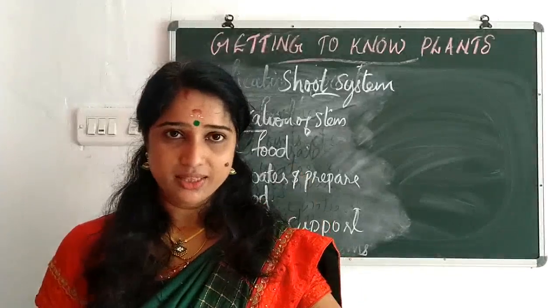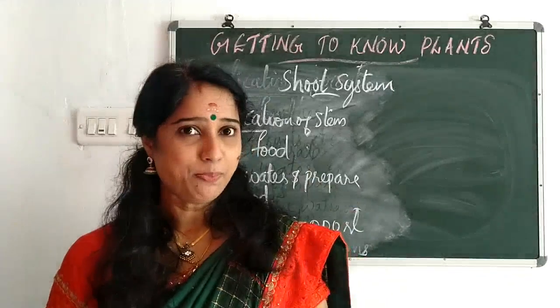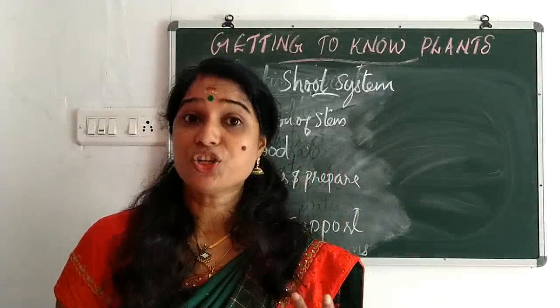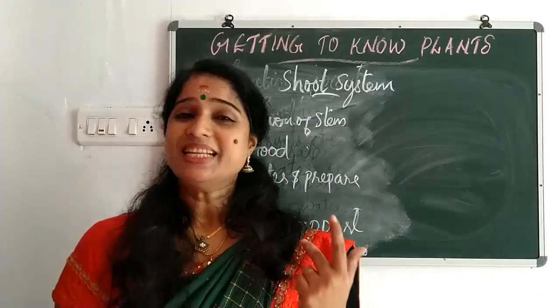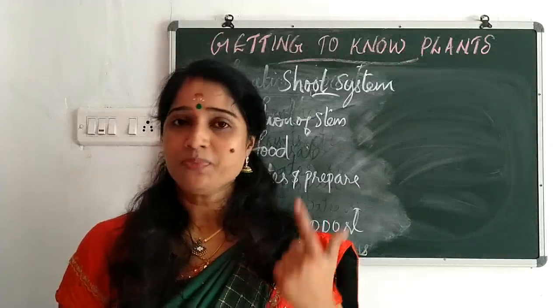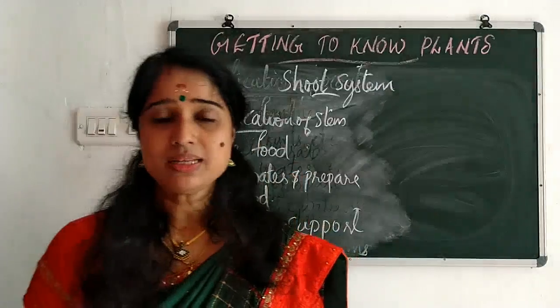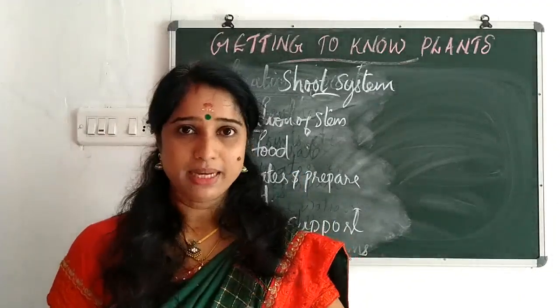Clear? So today we have already discussed the root modification. 2 modifications are there. Tell me, root modified to store food and to provide support. Next we discussed the function of the stem. Tell me what are they? Stem bears the branches, flowers, fruits, etc. Then stem carries the water and minerals. Stem carries the food prepared by the leaves.